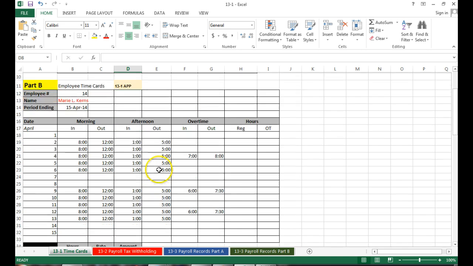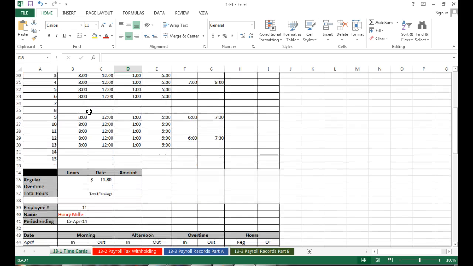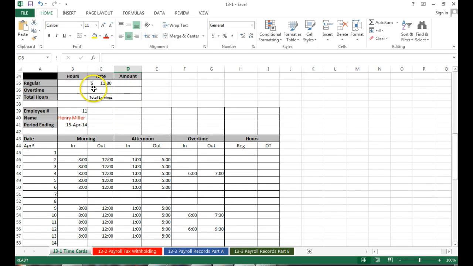Now we're going to show you how to actually calculate the time card. So this is a time card for Marie Kearns. You have 3 here. Notice the employee number. This is for period ending April 15th of 2014. So again, probably every 2-week pay period. They make $11.80 an hour.